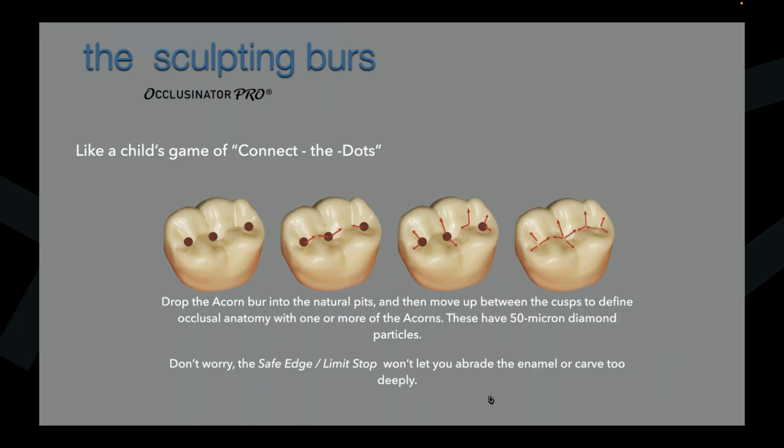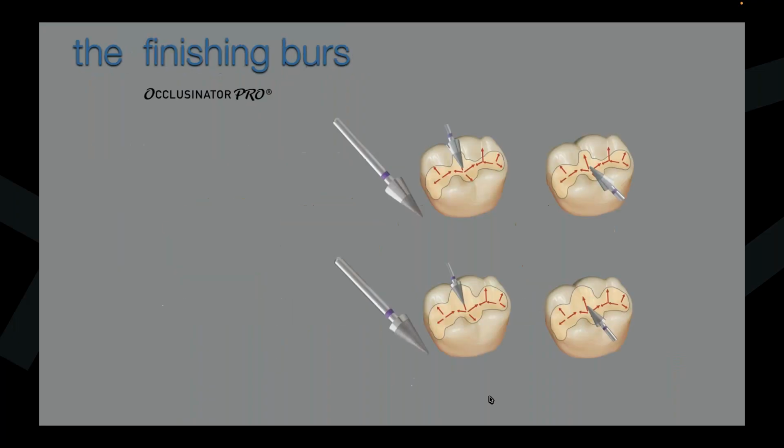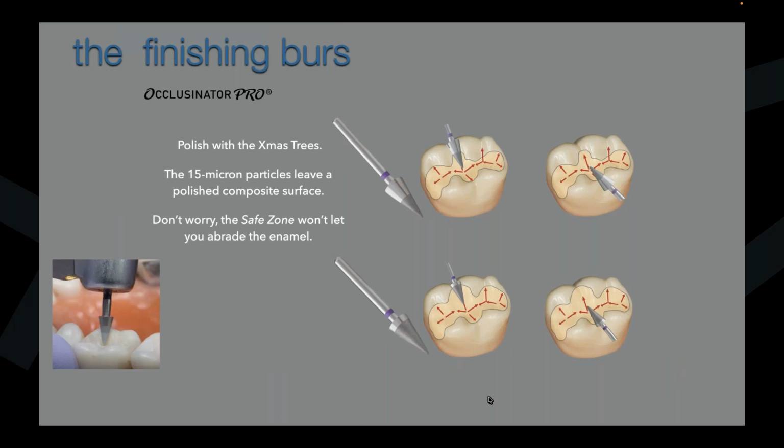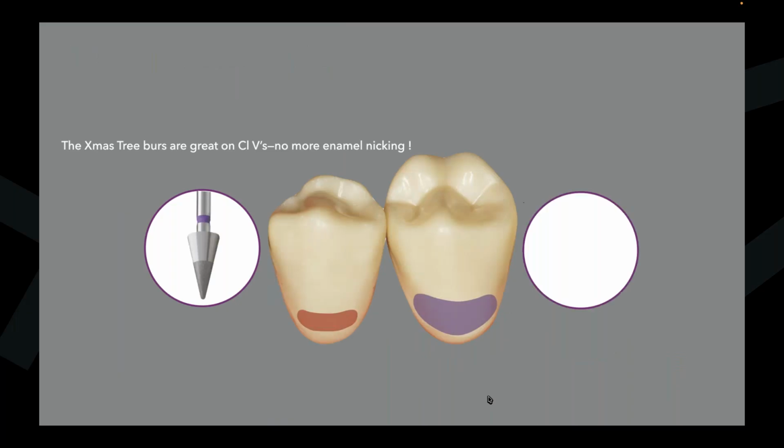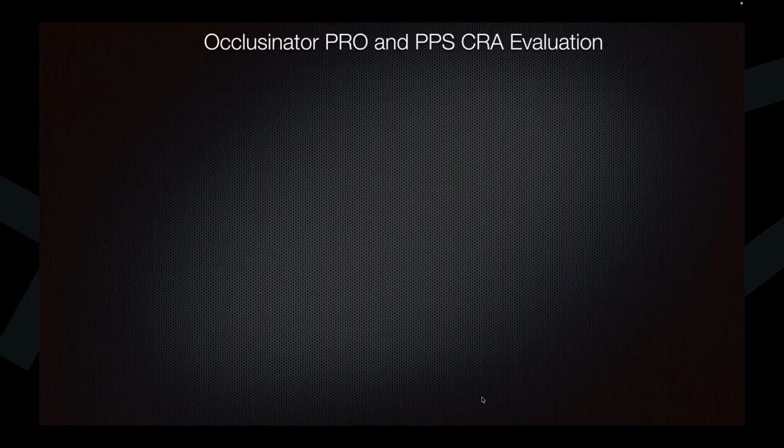So just think of it as a child's game of dot to dot, connect the dots. Once you have all the primary grooves and the triangular ridges formed, oblique ridges, whatever, then you just go in with that Christmas tree and polish, sculpt it, final sculpt it, and then hit it with the nano diamond. So again, class 5s, this is what my prosthodontist replacement told me she uses. This is all she uses. Now it'll be interesting to talk to her now that she has the nano diamond.